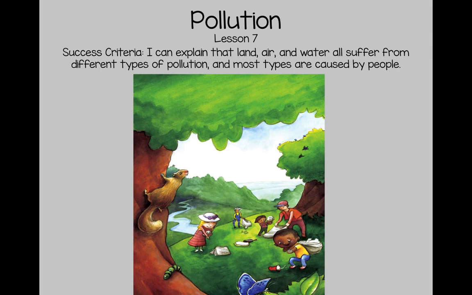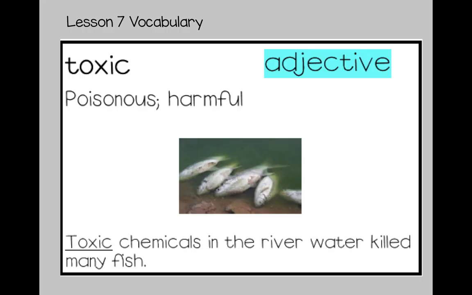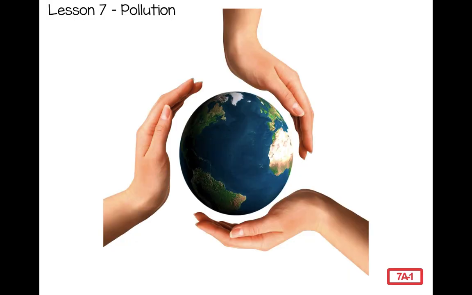You're going to first listen to the vocabulary word. Our vocabulary word is toxic. Toxic means poisonous or harmful. For example, toxic chemicals in the river water killed many fish. Today you will learn about different types of pollution.